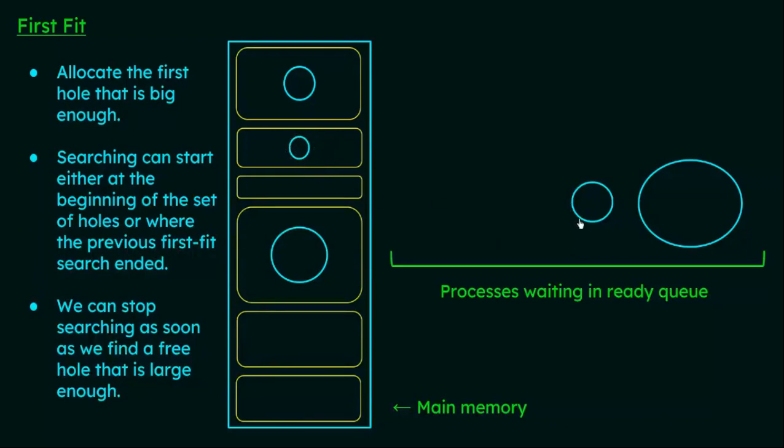Now let us take the fourth one. So the fourth one, if you check, it is not going to fit here. And what about here? Yes, it is going to fit in this location. So we can allocate this memory location for the fourth process.